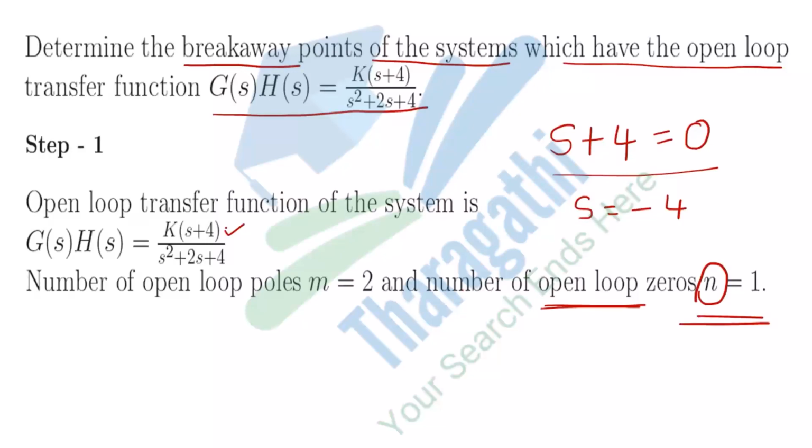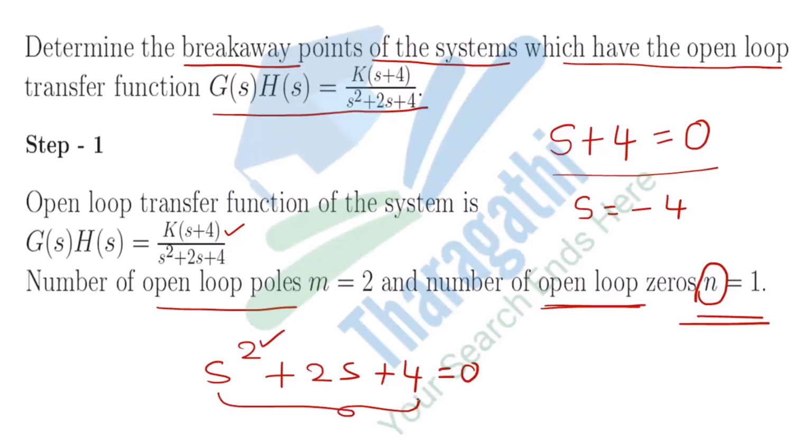Similarly, you need to find the open loop poles. Open loop poles are the roots of the denominator polynomial. Here the degree of the denominator polynomial is 2, so s will have 2 values. The roots of the denominator polynomial are known as the open loop poles. I am representing this with m, so m is equal to 2.